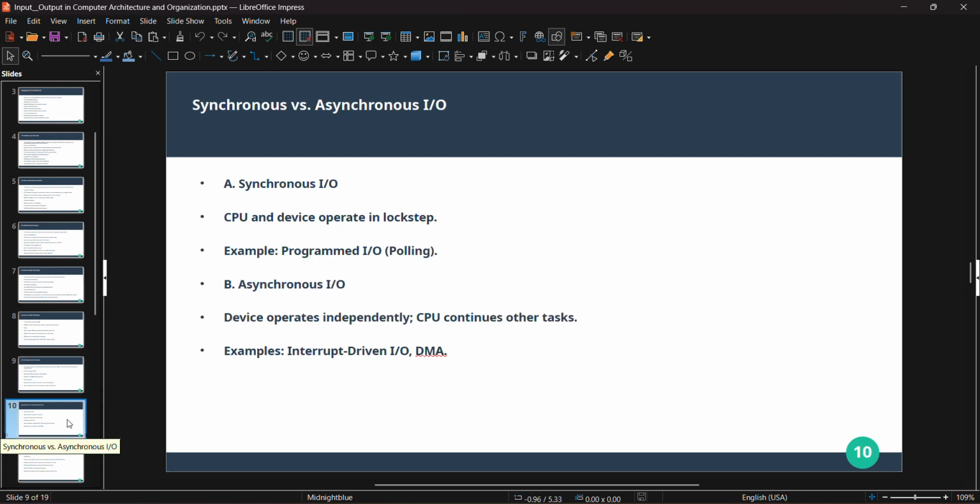Now, synchronous versus asynchronous input output. Now let's look at what synchronous input output is. For synchronous input output, the CPU and device operate in lockstep.